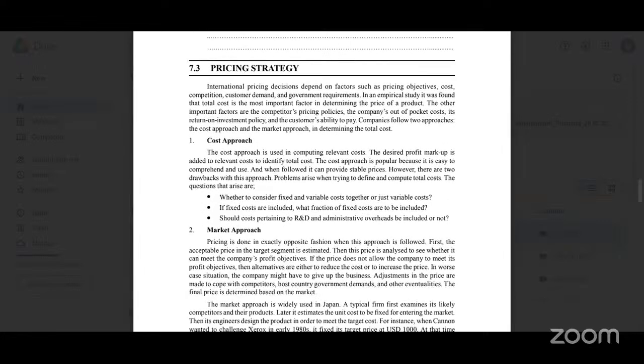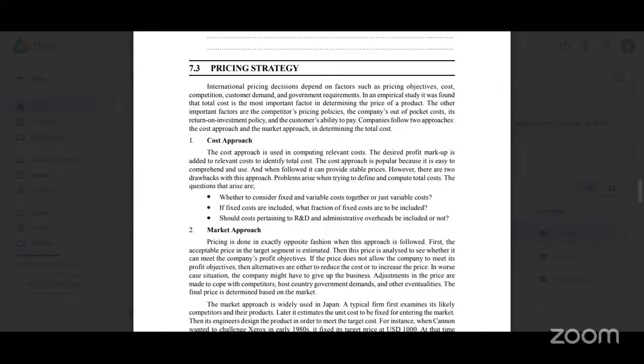Let's first look at pricing strategy. So international pricing decisions depend not on just domestic factors, as we all understand by now. There are pricing objectives, the cost, the competition, the customer demand, and the government requirements. And when we talk about government requirements, we need to consider both home government and the host government, that is the country where we are expanding our business.